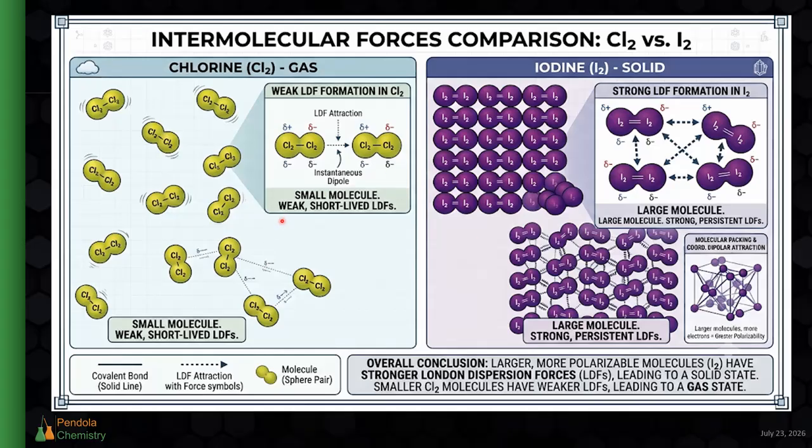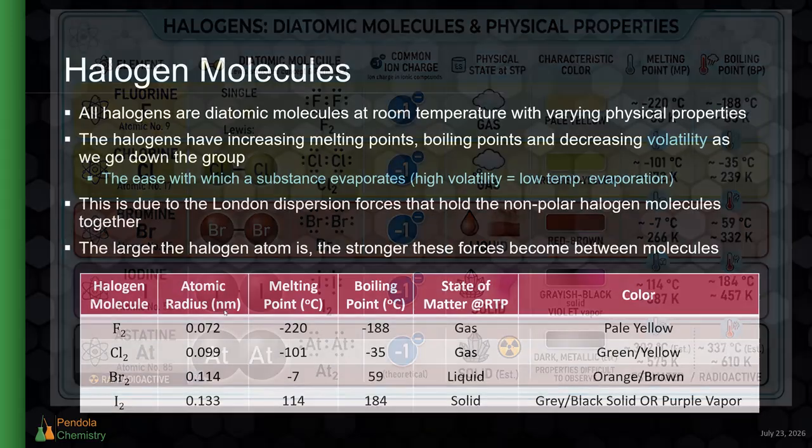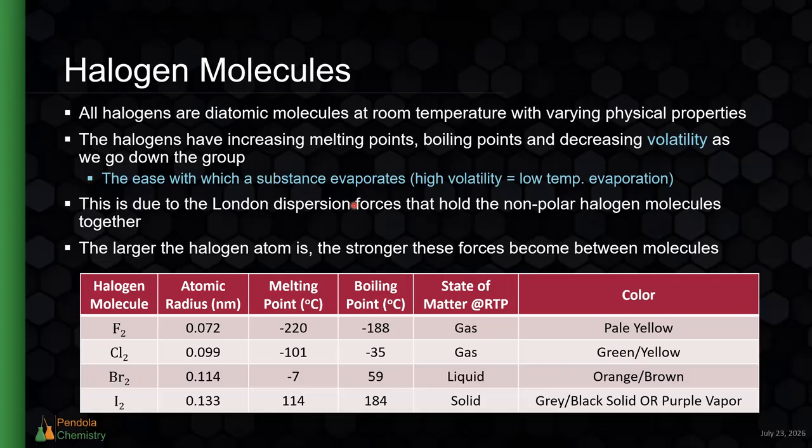Make sure that you remember all of these, and mostly make sure you're able to explain this. Be able to explain from the atomic size that as the halogens go down the group, the atoms get larger, which means their London dispersion forces, because they're nonpolar, are going to get stronger, since London dispersion forces get stronger with size and number of electrons. As the London dispersion forces get stronger, their melting and boiling points go up because it's harder to break those intermolecular forces. And so in the state of matter, they go from gas to liquid to solid. And also be able to remember the colors of these.